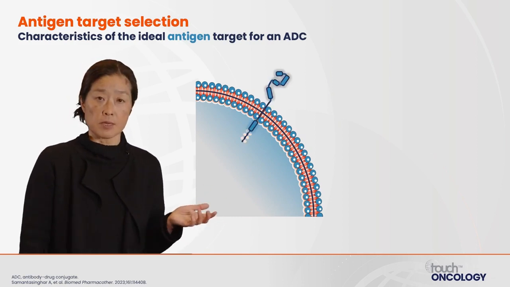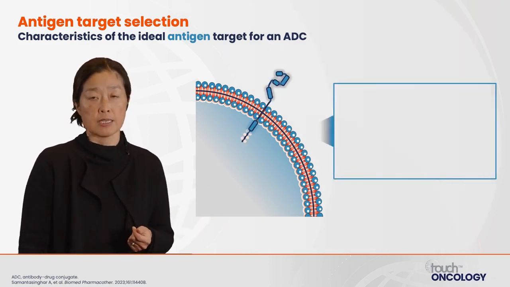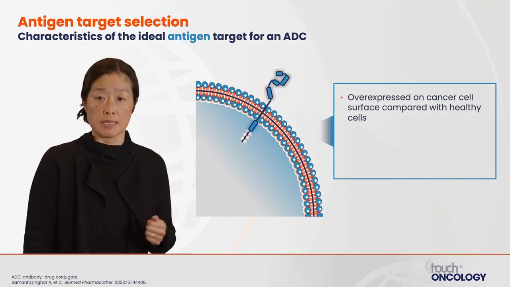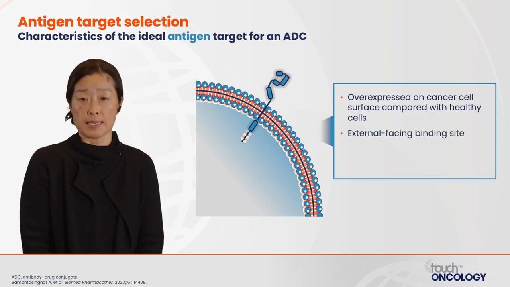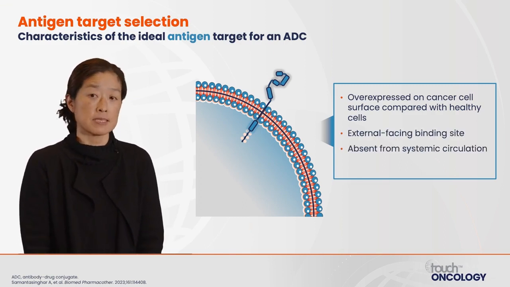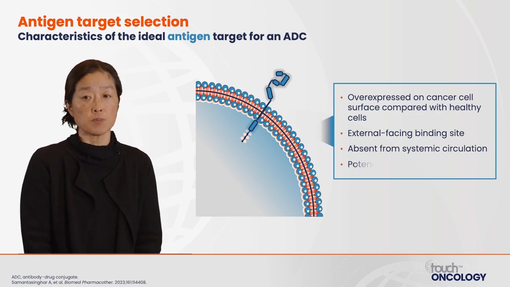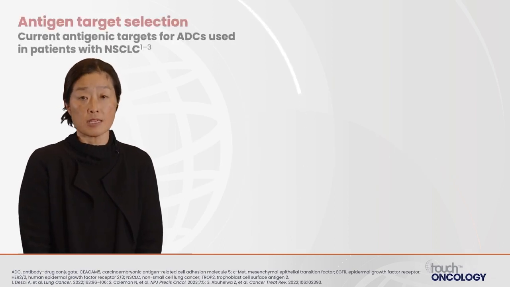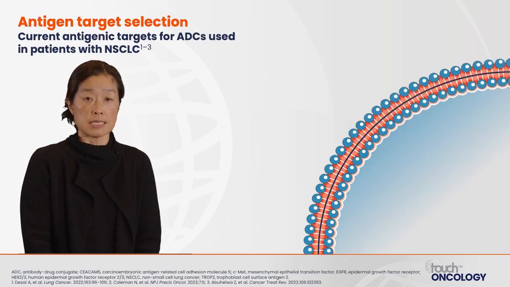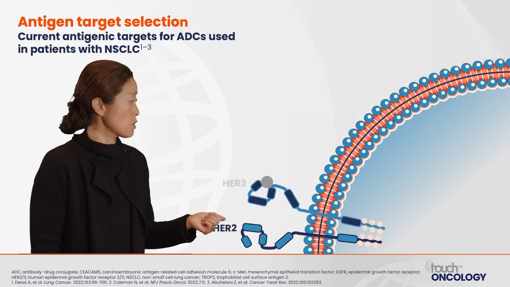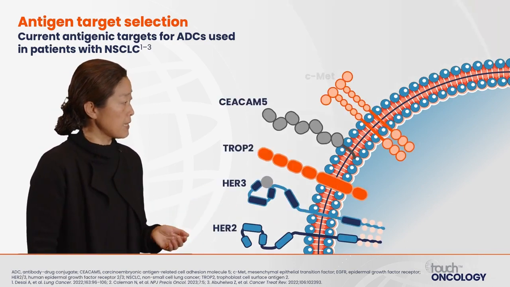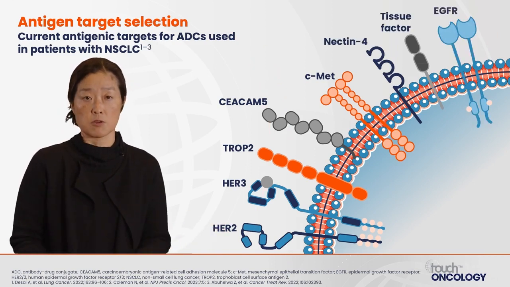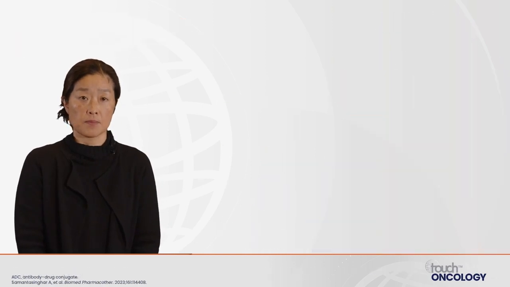There are multiple characteristics that we think about for an ideal antigen target for an ADC. The antigen should be overexpressed on the cancer cell surface as compared to healthy cells. There should be an external-facing binding site. The antigen should be absent from the systemic circulation, and the antigen should internalize the bound ADC into the cancer cell. Many antigen targets are currently being developed and used in ADCs in lung cancer. These include HER2, HER3, TROP2, CEACAM5, MET, Nectin-4, tissue factor, and EGFR, and there are many other antigens that are being explored in ADCs as well.